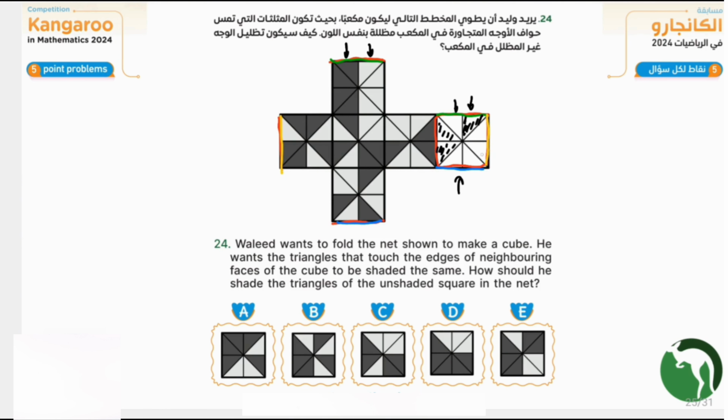Now if we look at the blue, this one will correspond with this one, and this one will correspond with this one. So we will color this one here. Now if we look at the yellow one, we should color this one here. So if we look at the answers, B is the correct answer.